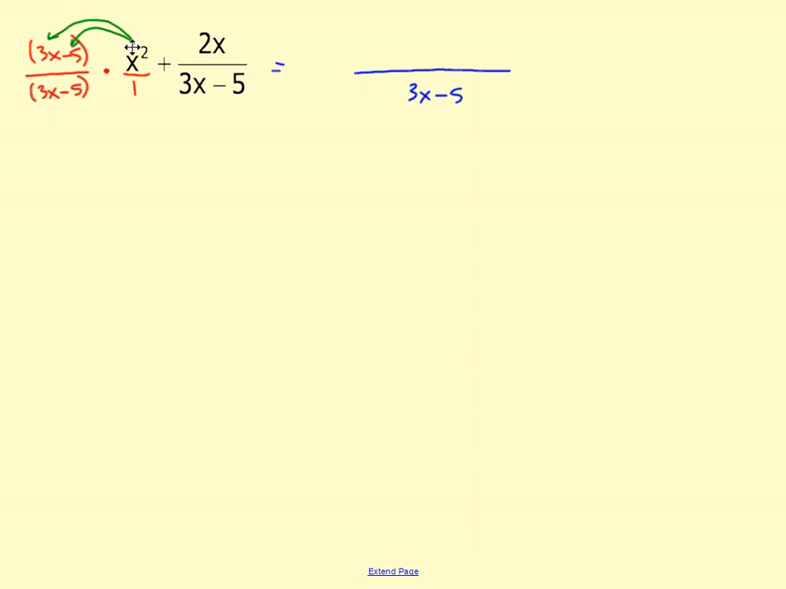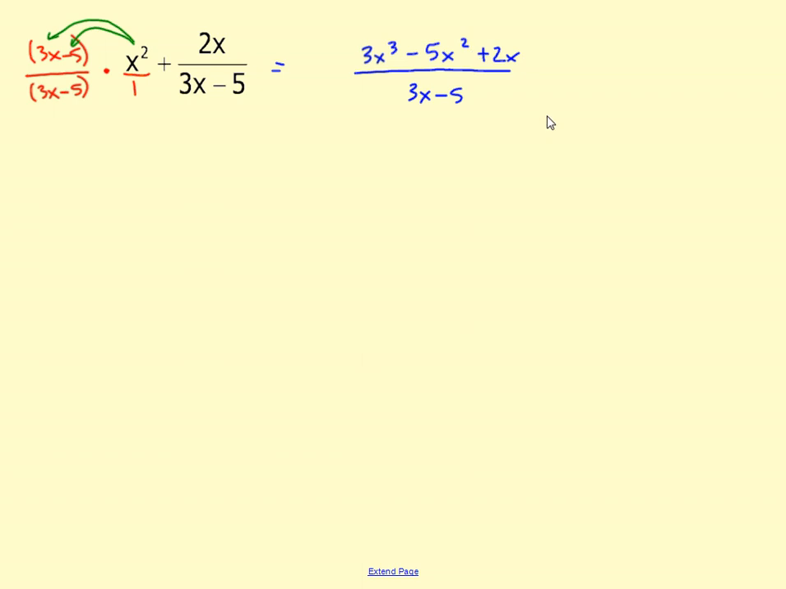So 3x times x squared is 3x to the third. I have x squared times negative 5, which is negative 5x squared. And then I have a positive 2x.